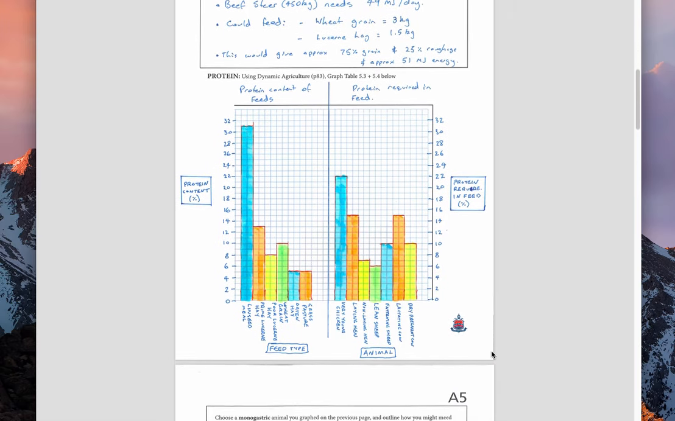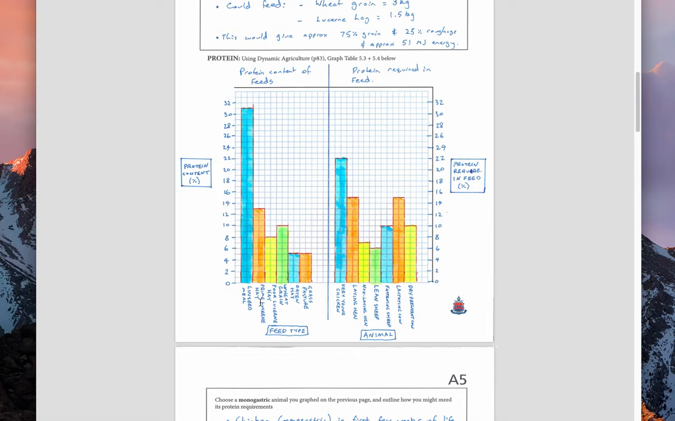If we move on and look at protein, I've graphed here different feed types and the percentage. This is not per kilo, this is just a percentage. So you can see here, for example, linseed meal is about 31% protein. And then animals' requirements in their feed. So a very young chicken, a monogastric, requires 22% protein. A laying hen can do with a lot less, about 15%, and then it drops off.